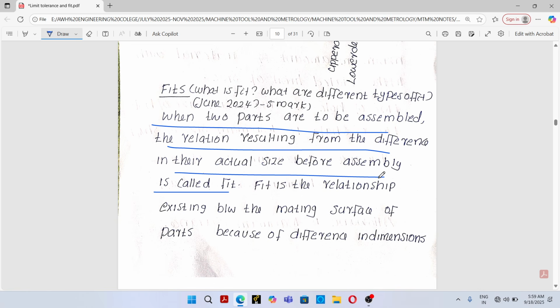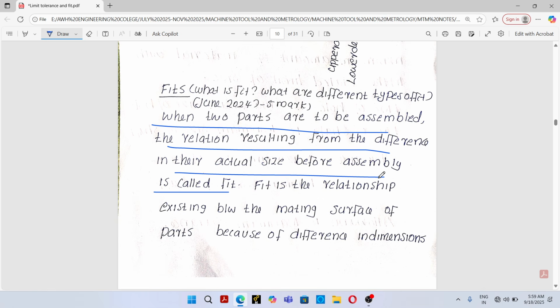So we have a hole and shaft. Hole and shaft assembly ചെയ്യുന്നതിന് മുന്നിട്ട് തന്നെ. So what is the relation between the hole and shaft based on their actual size, and that is known as fit. So fit is defined as the relationship resulting from the difference in their actual size before the parts get assembled.